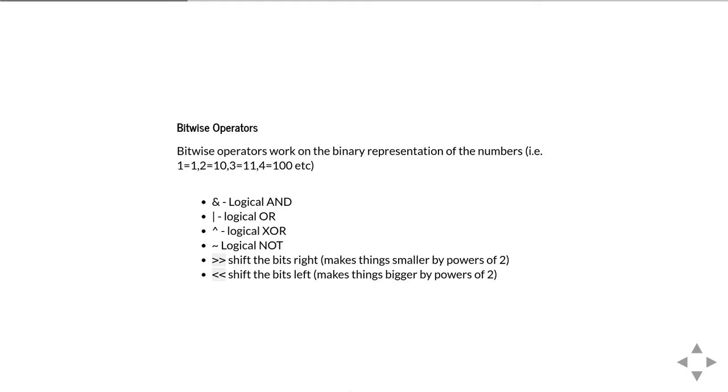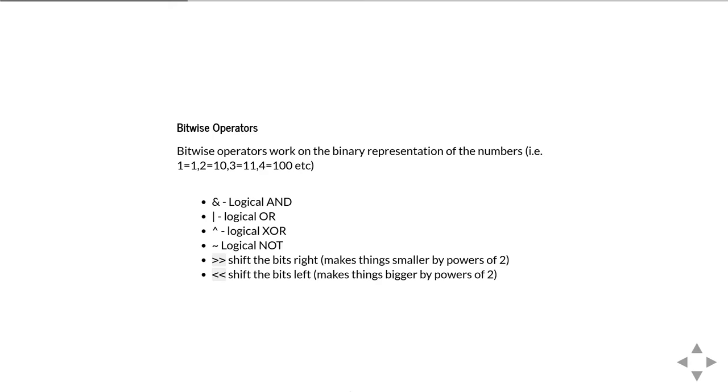The circumflex here is the logical exclusive OR. So this is if the bit on the left hand side is 1 and the bit on the right hand side is 0, or the bit on the left hand side is 0 and the bit on the right hand side is 1, it'll be 1, otherwise it's always 0. So in other words, it's only going to be 1 if one and only one of the two bits is 1. And then logical NOT simply swaps the 1s for the 0s and the 0s for the 1s.